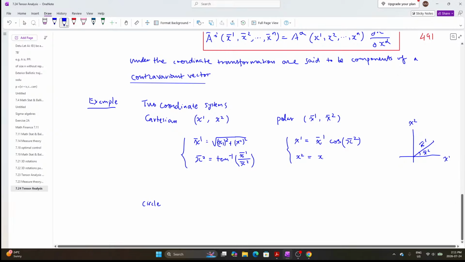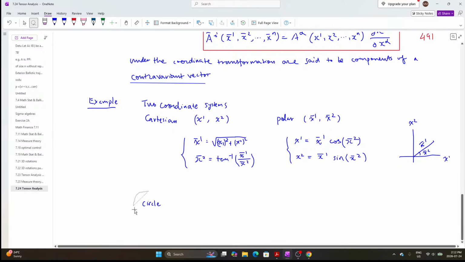Yeah, I suspect this live stream will attract some physics folks here, because this is still the workhorse of physics. Perhaps fewer mathematicians. x2 is x bar 1 times the sine of x bar 2. So that's the transformation and its inverse.